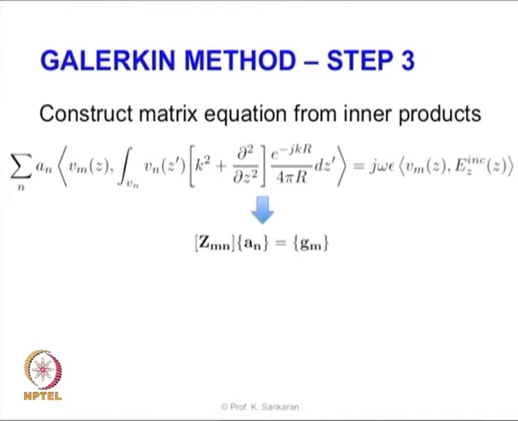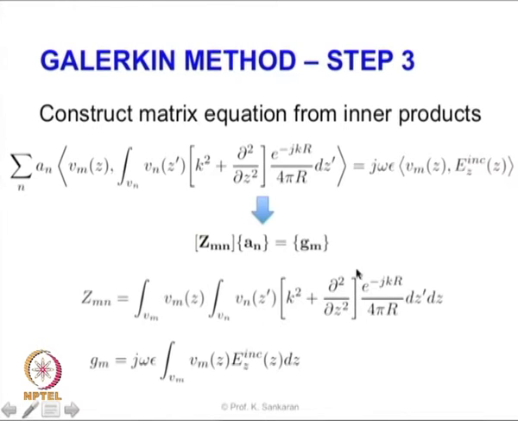Obviously the right hand side term is a scaled value, we will look at it in the next slides, and the individual expressions for Zmn, gm etc. are given by this term. We have just expanded this inner product. Remember, the inner product is defined accordingly. So the inner product between v of m and Ez incident is given by, inside individual elements, the integration of v of m and Ez incident dz.